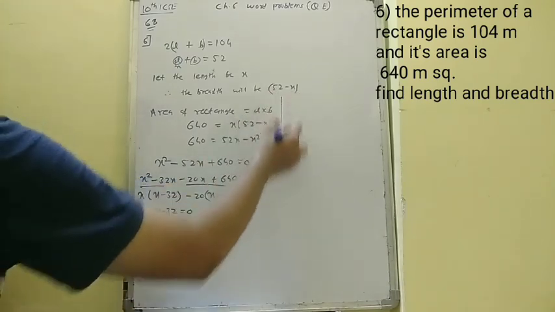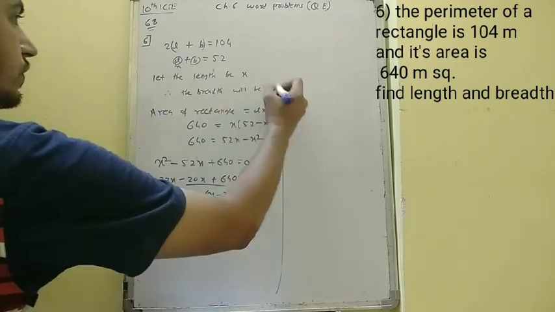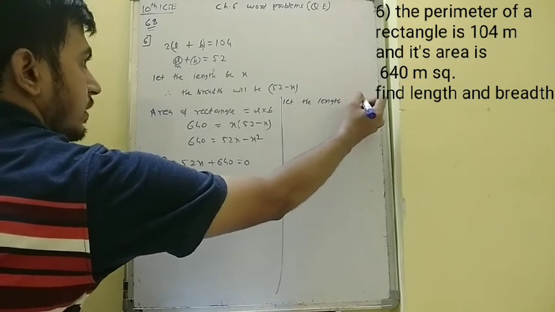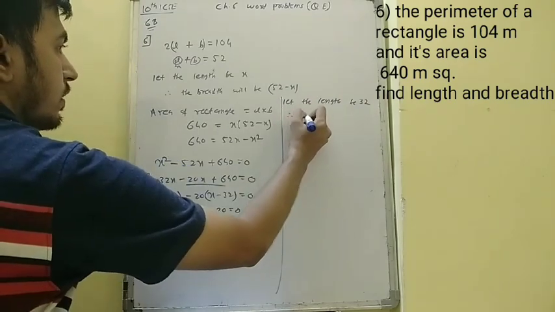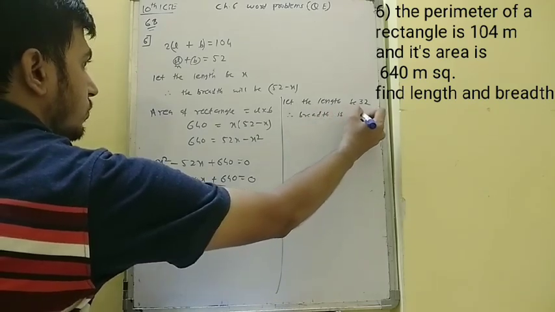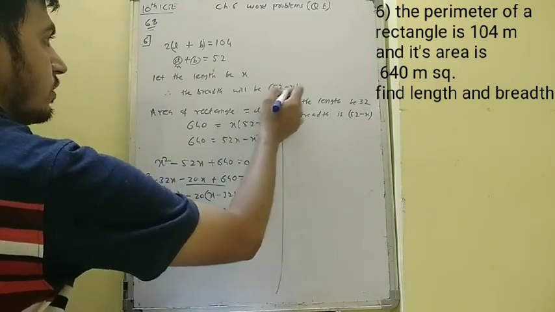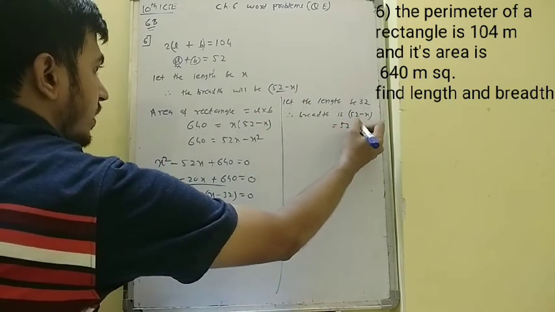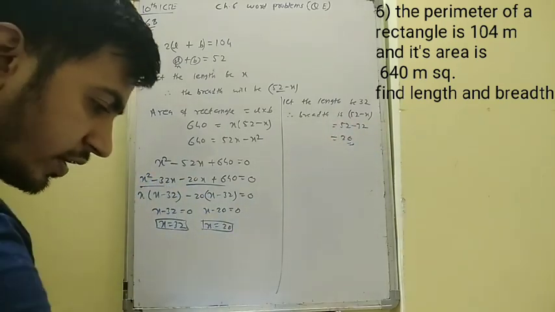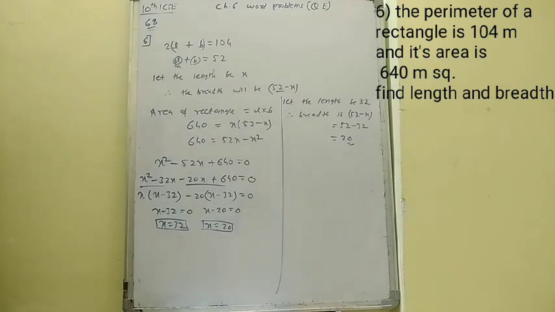So let the length be 32. Therefore, breadth is 52 minus x. That is 52 minus 32, which is 20. Okay, what else do you need to find? That's it, length and breadth. So length is 32 and breadth is 20. Okay, so this was the 6th question, and the next question I will continue in the next video. Okay, practice it well.